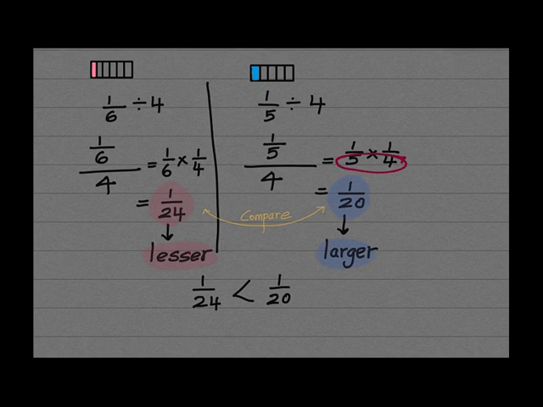We also know that if the denominator has a lesser value, so 20 is lesser than 24, then that fraction, so this fraction which has a lesser value in the denominator, is larger in size. So the fraction with a larger number in the denominator is smaller in size.